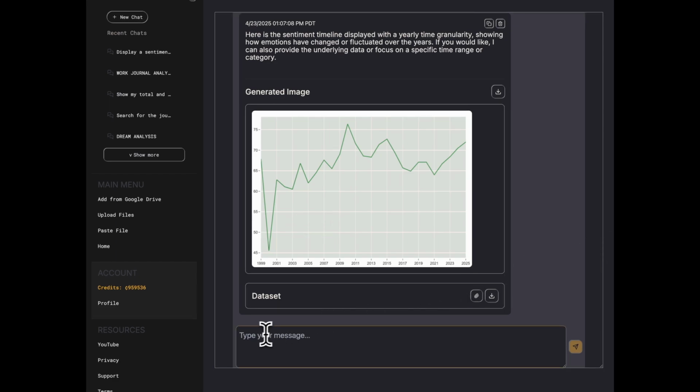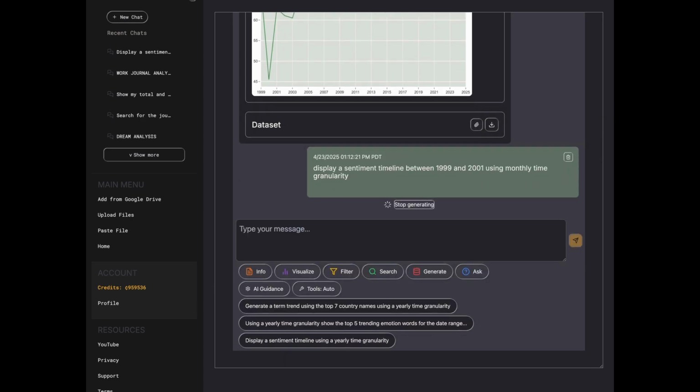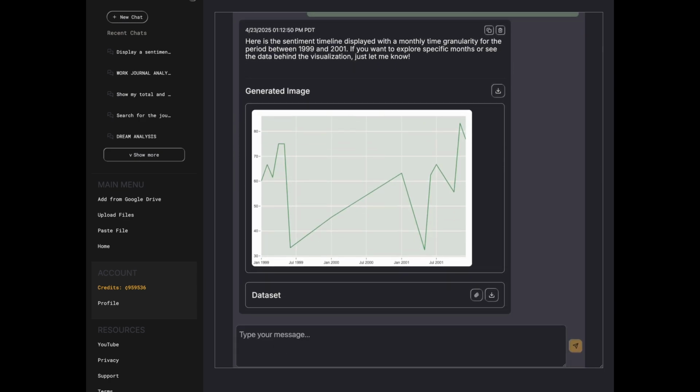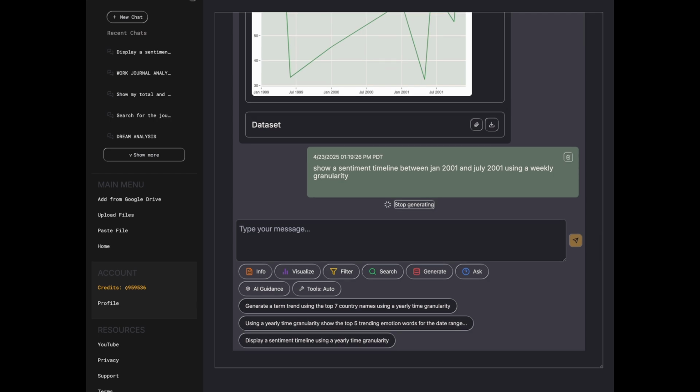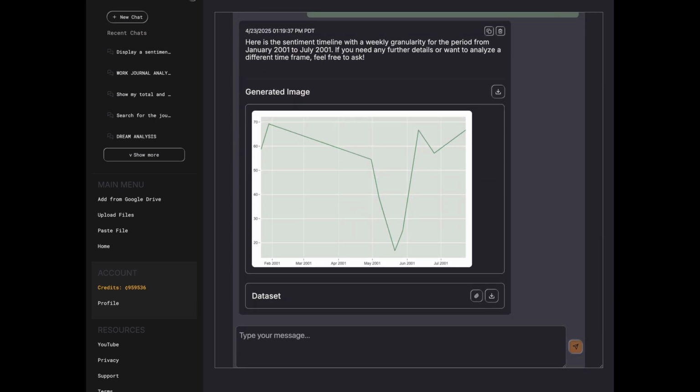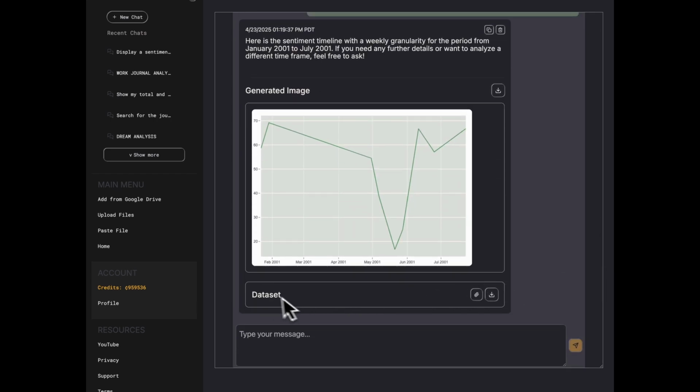I'm going to zoom in on that and see what was going on during that time of my life. So I ask it to zoom into between 1999 and 2001, and it gives me this. And so now I'm going to zoom in again, telling it to show a sentiment timeline between January and July of 2001, this time using a weekly granularity. This should get me closer, which it does. Now I have narrowed it down to the month of May.